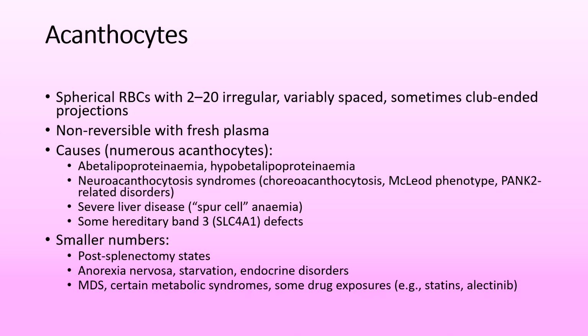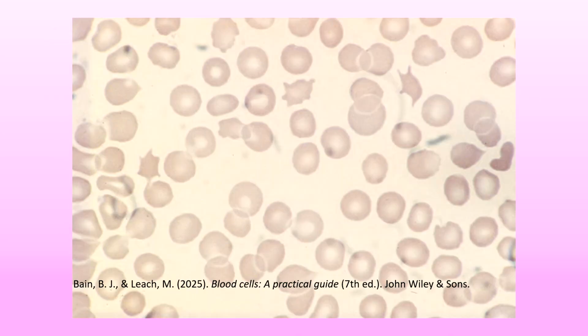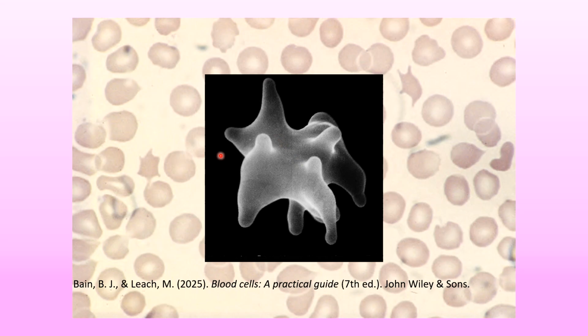Neuroacanthocytosis syndromes can sometimes present with neurological symptoms plus acanthocytes in the peripheral blood. Post-splenectomy, small numbers of acanthocytes are also common. This is a blood film from a patient having anorexia nervosa. You can see this is an acanthocyte, where you have irregular, long, bulbous-looking projections from the RBC. Next is the scanning electron microscopy image of a similar acanthocyte.